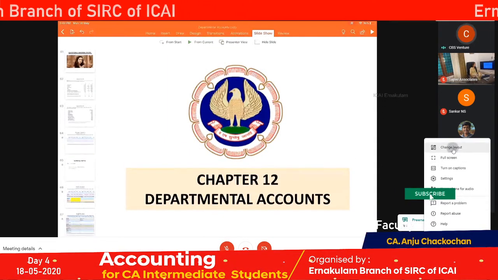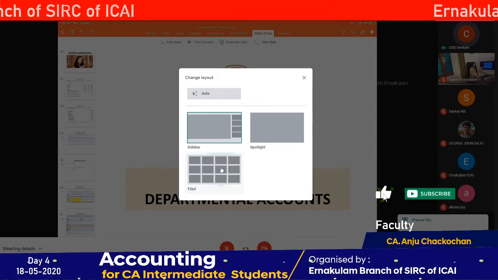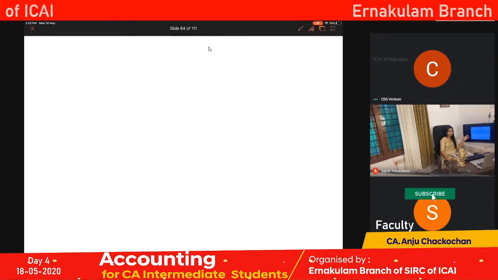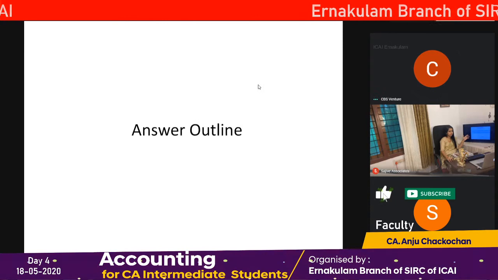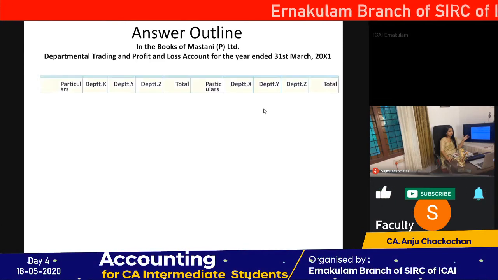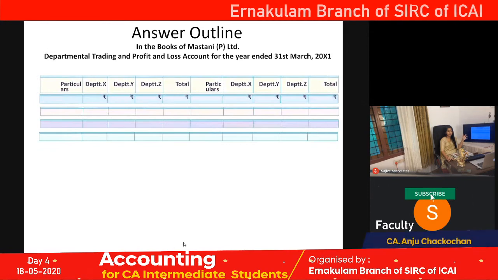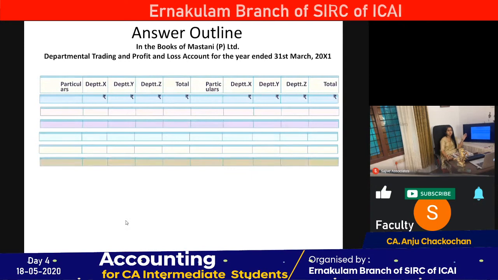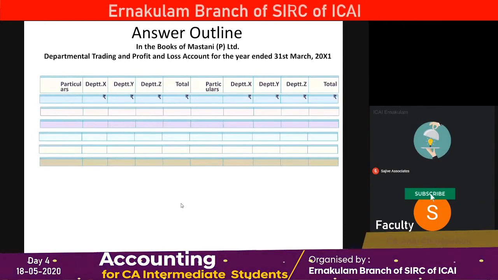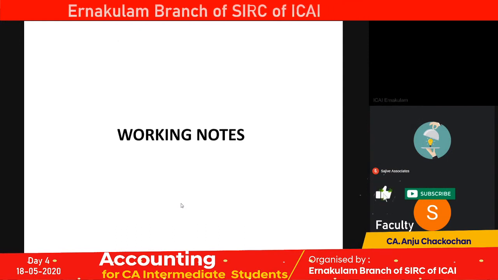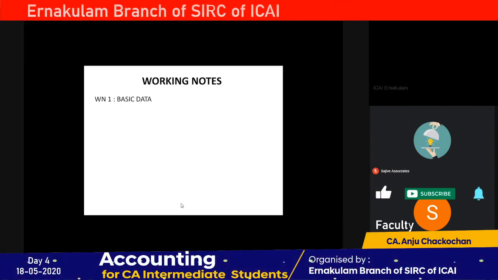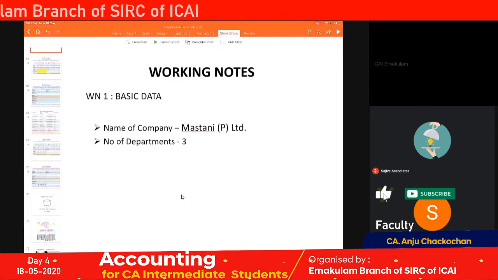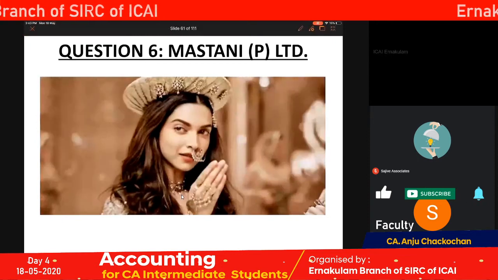We are asked to prepare the trading P&L account as well as the consolidated profit and loss account. No, you are asked to prepare only the departmental trading account. Fine. So do one thing, students. It is a lengthy answer, so you can leave about 1.5 pages. Nothing much, you just have to fill in these figures. That's the only task pending. But even if that is the case, at least leave 1 page for that. You just have to prepare the departmental trading P&L account.